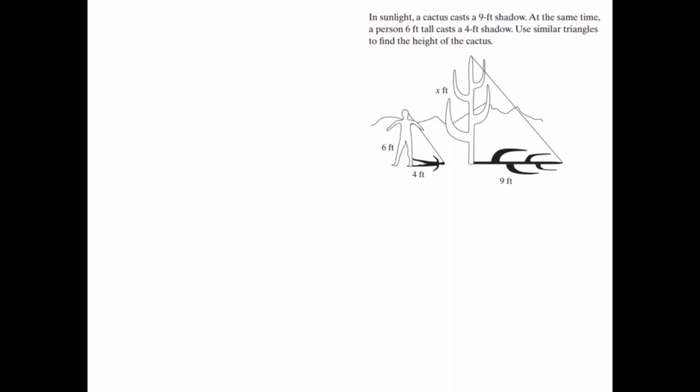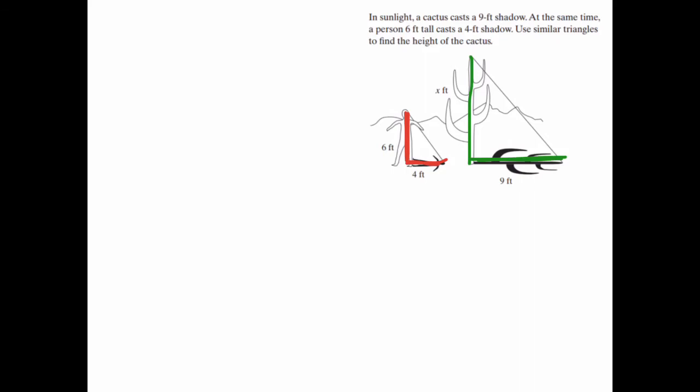So for example, I wouldn't want to climb up this cactus to find out how tall it is, but if I know that I'm 6 feet tall and that I cast a 4-foot shadow, I can use the shadow of the cactus to figure out how tall it is by using a proportion. And remember, it's very important in proportions that you keep it consistent.